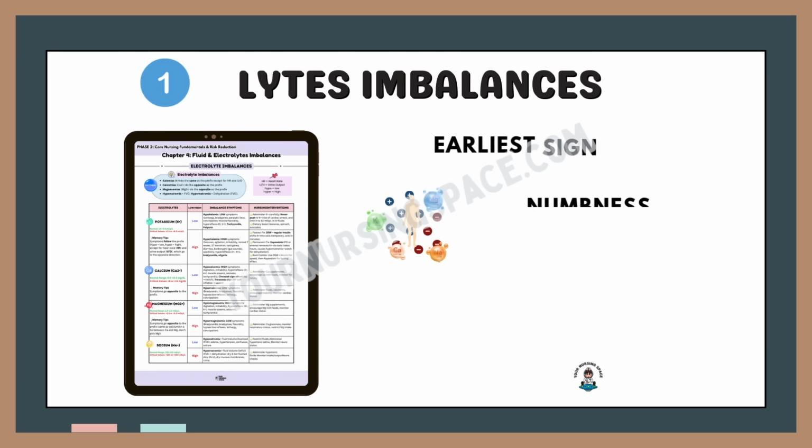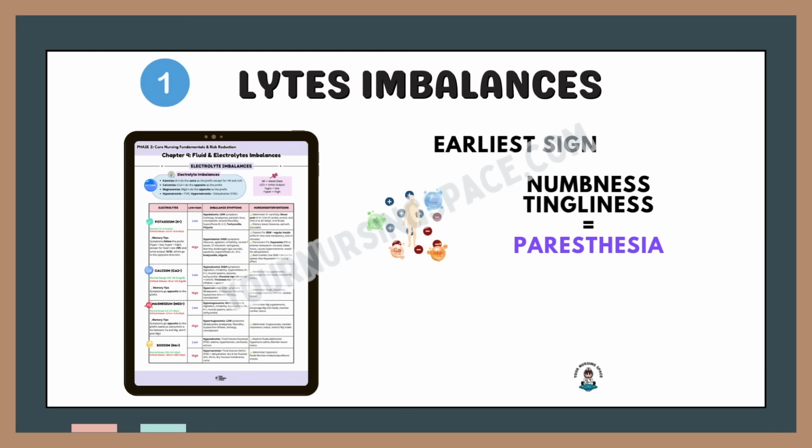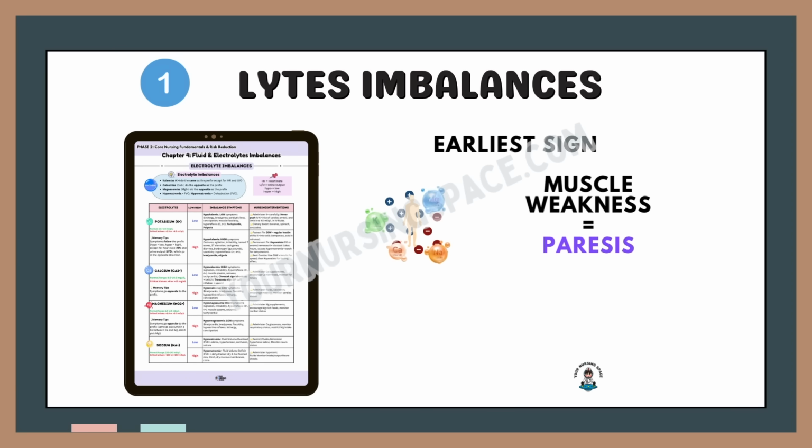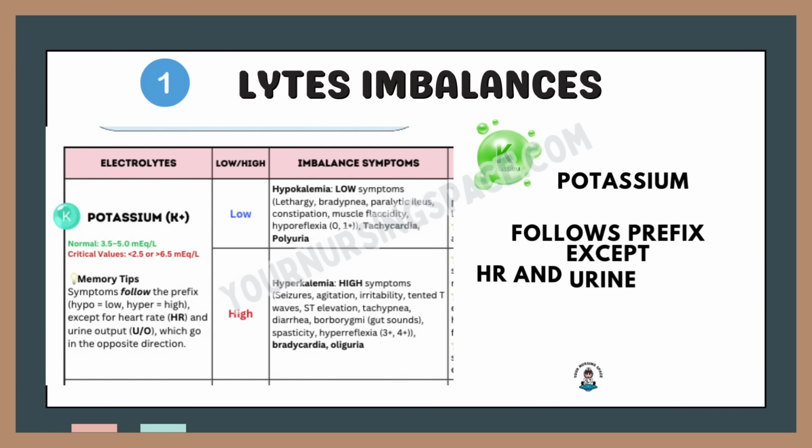Picture your patient saying their fingers or lips feel buzzy. That's your red flag. Another big one? Muscle weakness or paresis. It shows up with all imbalances, so keep an eye out. With that being said, let's break it down by electrolyte, starting with potassium, our kalemias.